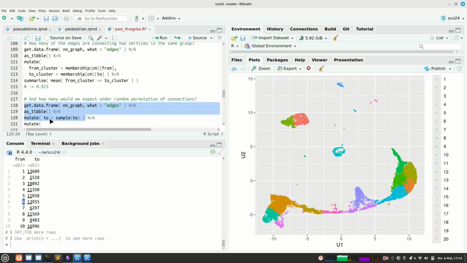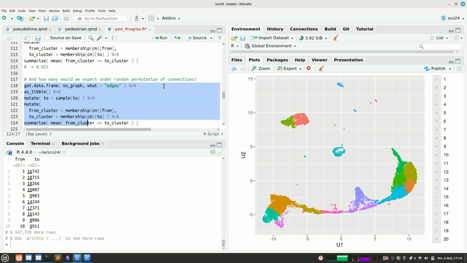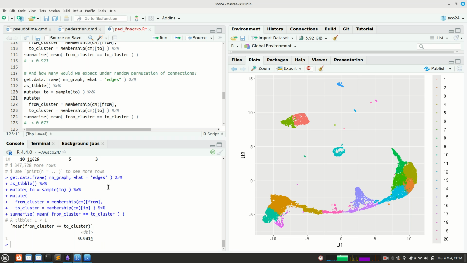And this is what the sample does. In our sample means permute the order of the elements to a random new order. And if I do that, I now get the same as permuted, and now I again do what I've done before. I look up for each cell which cluster it is in, and then I calculate which percentage of all these edges here connect two vertices of the same cluster, and find it's only 8%.